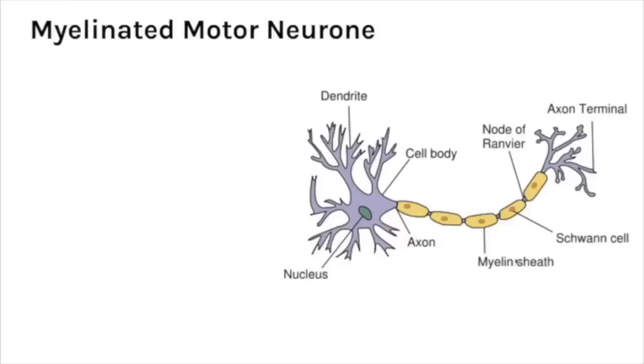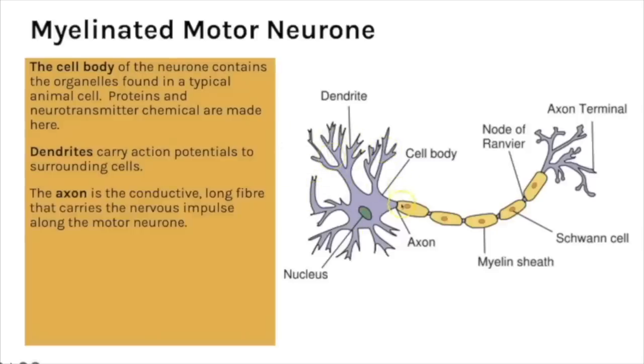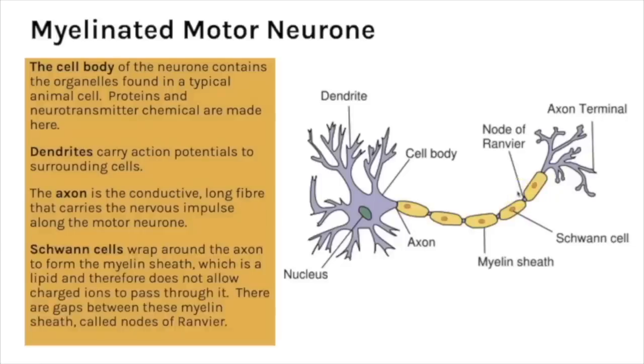Now, if we have a look at a myelinated motor neuron structure, the key parts are, first of all, the cell body. And this cell body contains all the organelles you'd have in a typical animal cell. So, for example, we can see the nucleus. It also has proteins and neurotransmitter chemicals which are made in that part of the cell. The dendrites we can see here branching carry action potentials to surrounding cells. The axon is the conductive long fibre that is making up this whole part of the cell, and that carries nerve impulses all the way along this particular motor neuron.